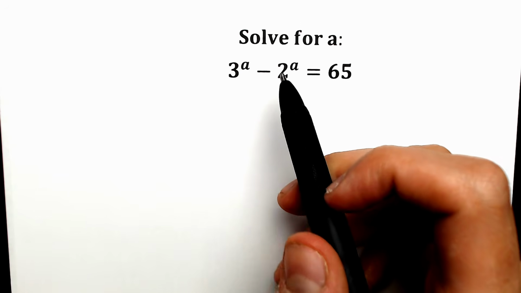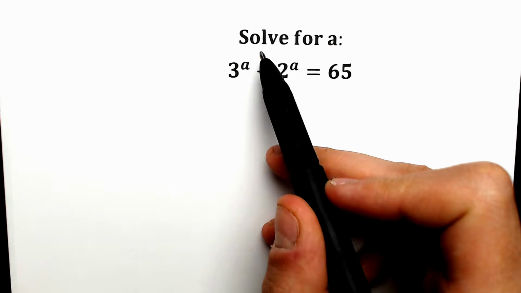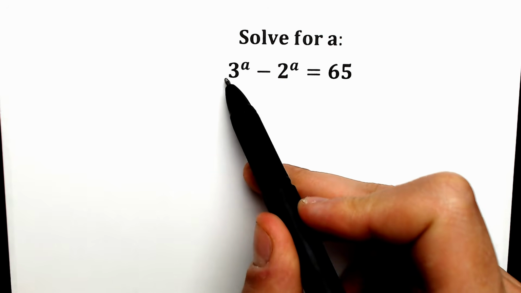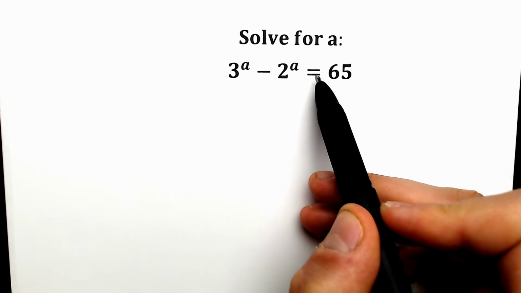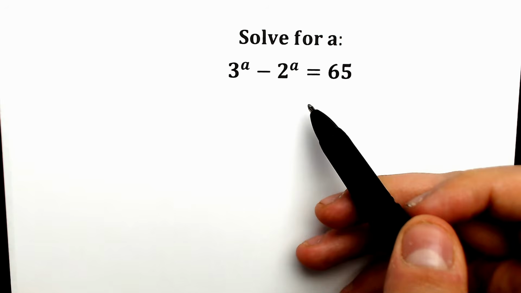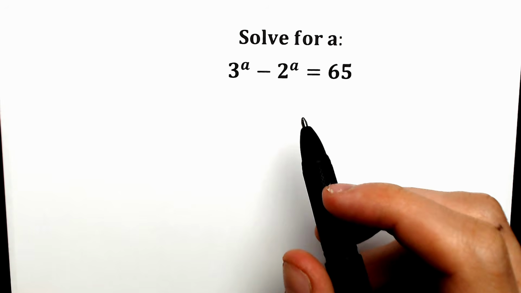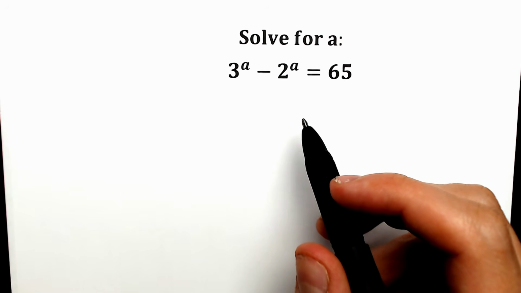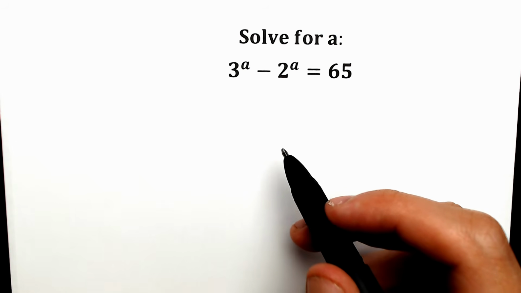Today we have a great, quick and relaxing algebra question. We need to solve this equation for a: 3 to the a minus 2 to the a equal to 65. If you have your solution, your answer, your approach, you can also write it in the comments below. It will be really interesting to read about it.